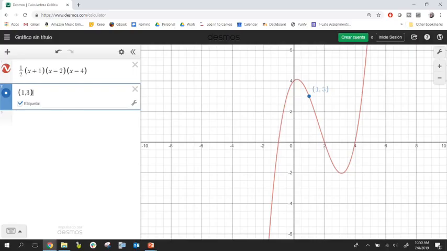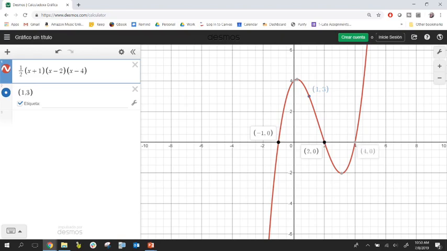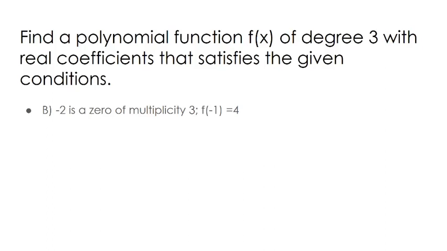And so just to prove what we just did and confirm, I'm using Desmos, and I graphed the function that we ended up at, including the scalar of 1/2. And we find that we have a function that passes through the point (1, 3), which we wanted, and it has zeros of -1, 2, and 4, so that we know we're correct. So here's our second example.